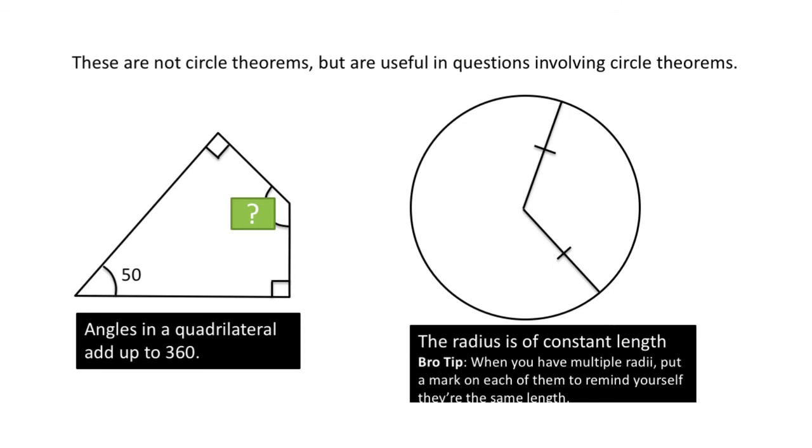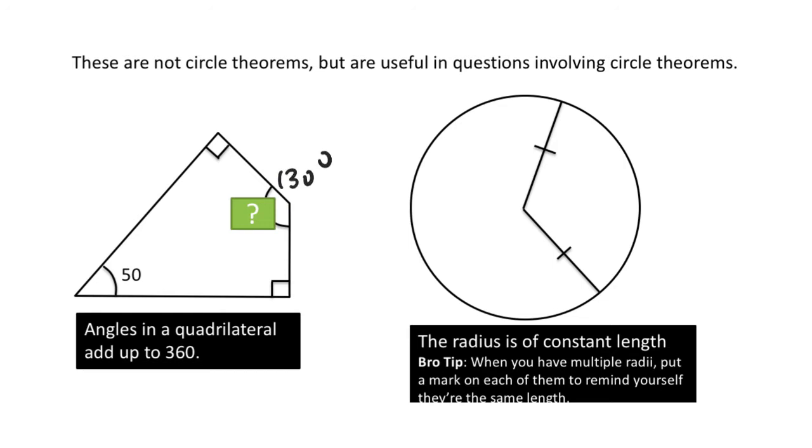Now again, these next couple of things are very useful, but they're not circle theorems. So we should be familiar with the fact that angles in a quadrilateral add up to 360 degrees. If this angle is 90 and the bottom angle is 90, that means they add up to 180, which means the other two angles add up to 180. So if this is 50, the missing angle at the corner is 130 degrees.